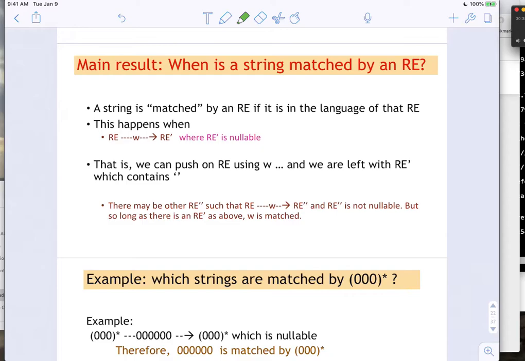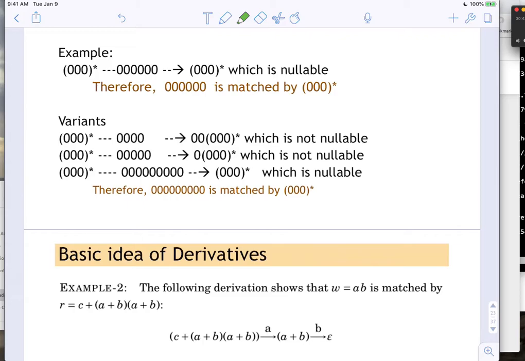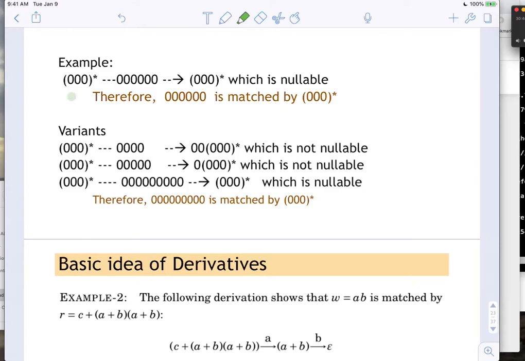So here's pattern matching illustrated. Finally, when we had to match a string, we work on it and then see if it is nullable. So if you have 00 star, and you want to derive 6 zeros out of it, you will have to open the 00 star twice over, and you still have 00 star, and it is nullable.